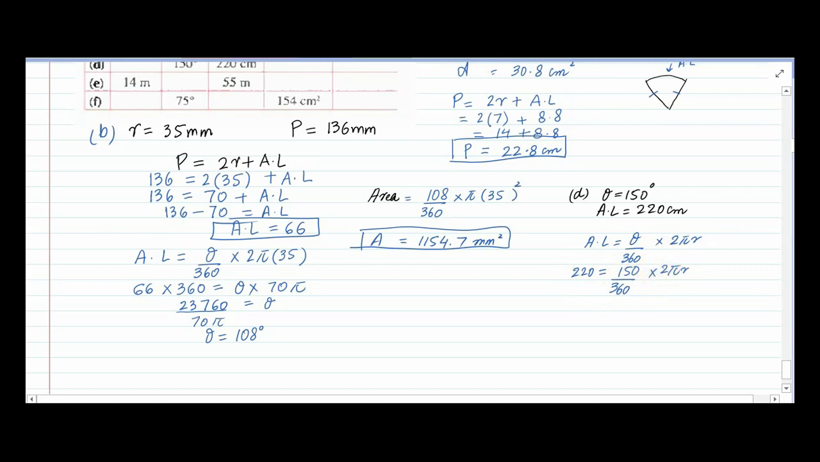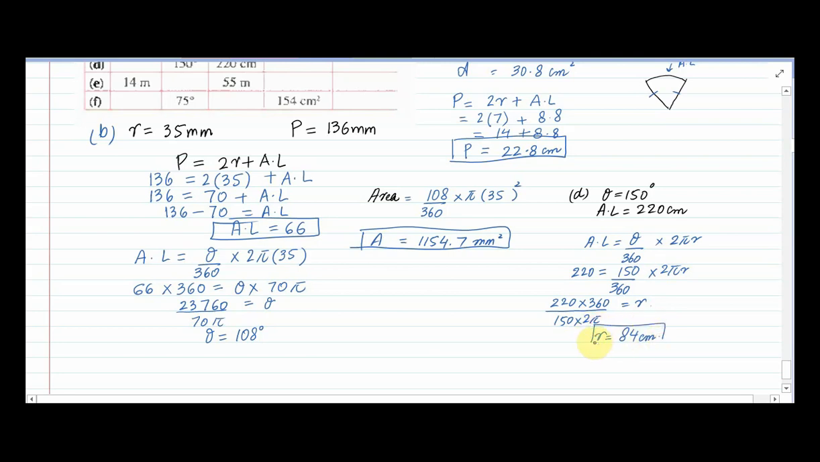Now there is only one unknown, and that is r. So first we need to multiply 220 by 360 divided by 150 into 2 pi. So what I have done, I made r the subject of the equation. Now 220 multiplied by 360 divided by 150 divided by 2 and divided by 3.142. So the value of r is 84 centimeter, right?